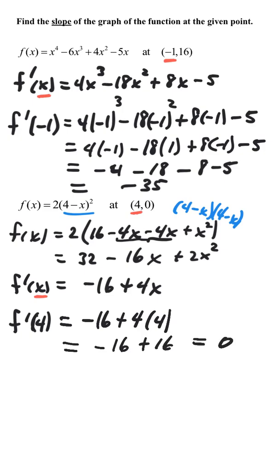So what that means is if you were to graph the original function at the point 4, 0, because the rate of change is 0, you would either be at the top of a hill or at the bottom of a valley. Later in the class, we'll learn how to determine which case that is.